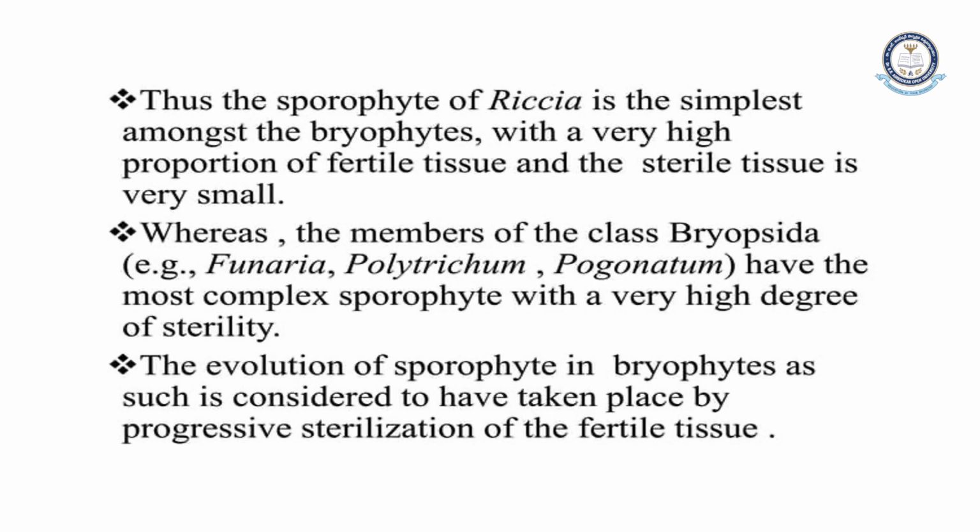Thus the sporophyte of Riccia is the simplest among the bryophytes, with a very high proportion of fertile tissue, and the sterile tissue is very small, whereas the members of class Bryopsida, Funaria, Polytrichum, Pogonatum have the most complex sporophyte with a very high degree of sterility. The total evolution of sporophyte in bryophytes as such is considered to have taken place by progressive sterilization of the fertile tissues.